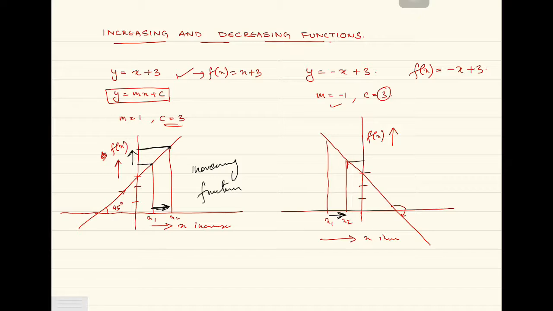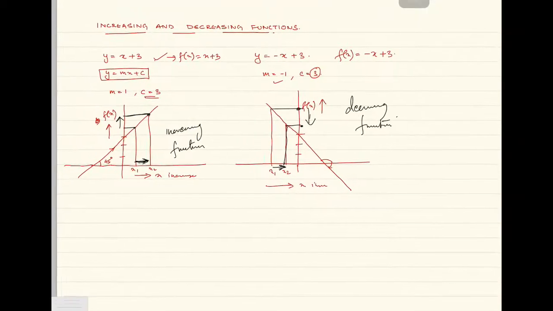Then what is happening everyone? Check this out. The value of f(x) is decreasing, isn't it? Because the second value is here and the first value is here, it's decreasing. So this function is known as a decreasing function, correct everyone? Very simple concept. If the value of f(x) increases as x increases, it is called increasing. If the value of f(x) decreases as x increases, then it is called a decreasing function, correct?